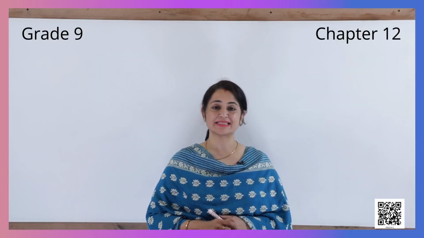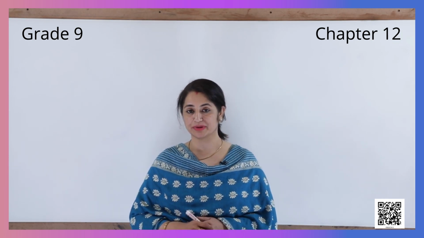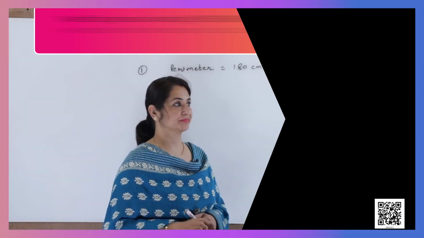To see this, let's have a look at the first question of exercise 12.1 of your book. The question is: a traffic sign board indicating school ahead is an equilateral triangle with side A. Find the area of the signal board using Heron's formula. If its perimeter is 180 cm, what will be the area of the signal board?